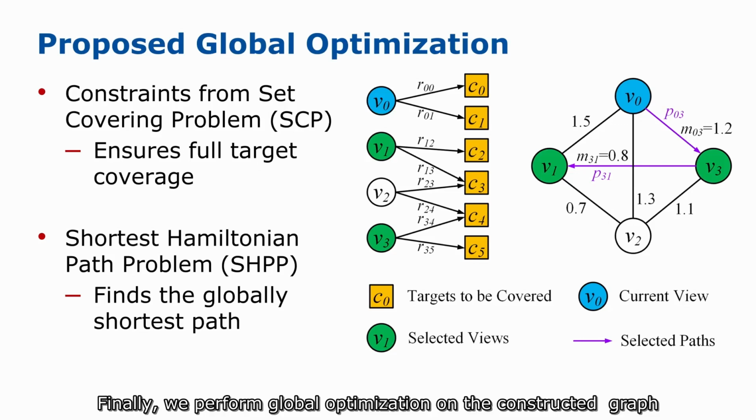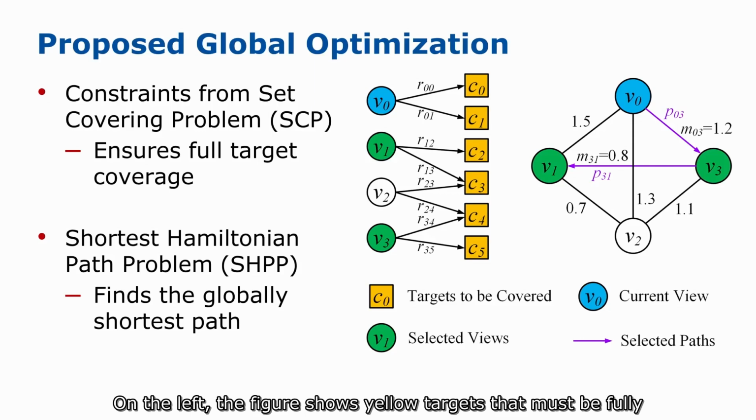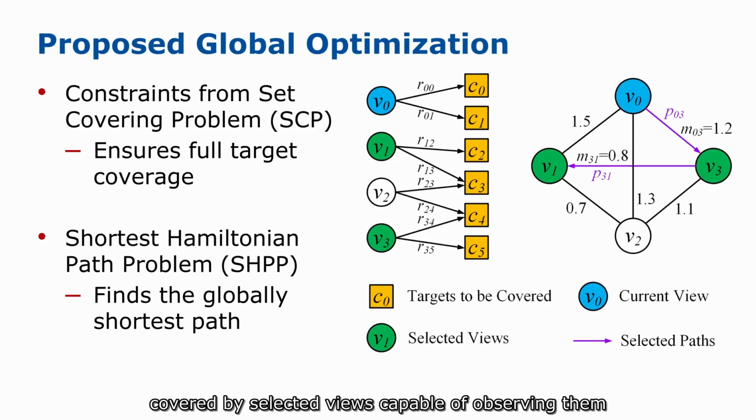Finally, we perform global optimization on the constructed graph. It integrates two key components: a set covering problem to guarantee complete coverage of all informative targets, and a shortest Hamiltonian path problem to minimize robot motion costs. On the left, the figure shows yellow targets that must be fully covered by selected views capable of observing them. We prioritize coverage of existing fruit regions by using ROI unknown and region prior look-at voxels as our targets. On the right, the view motion graph depicts the selected green views and their purple connecting paths, achieving full coverage with the shortest motion paths, ensuring both efficiency and effectiveness in monitoring.